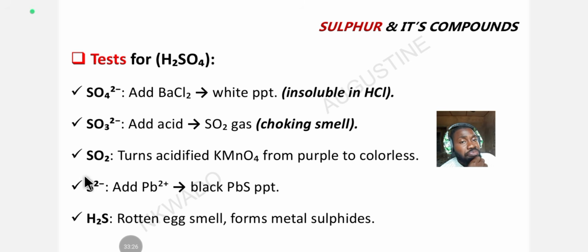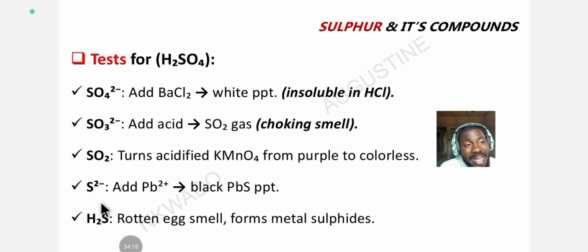All right, so the test for sulfide ion. What is the test for sulfide ion? Sulfide ion is tested by adding lead(II) ion, any lead(II) ion. Immediately you add lead(II) ion to a solution containing sulfide ion, you are going to get a black precipitate of lead sulfide. A black precipitate of what? Lead sulfide.